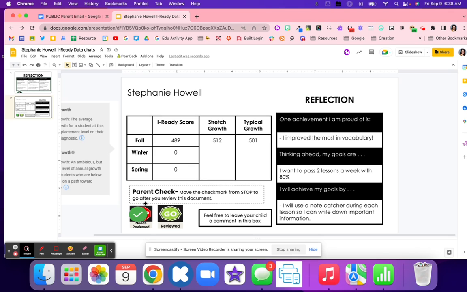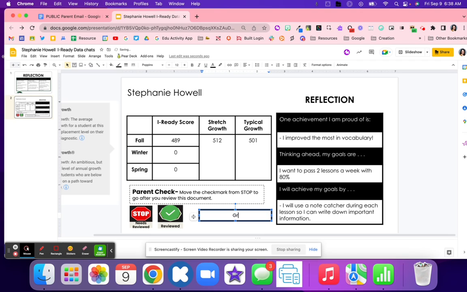Now comes your part as a parent. Down here, we have that this document needs reviewed. So you're going to just take this check mark and mark it as a review. If you want to leave a comment to your child, feel free to do so in this box.